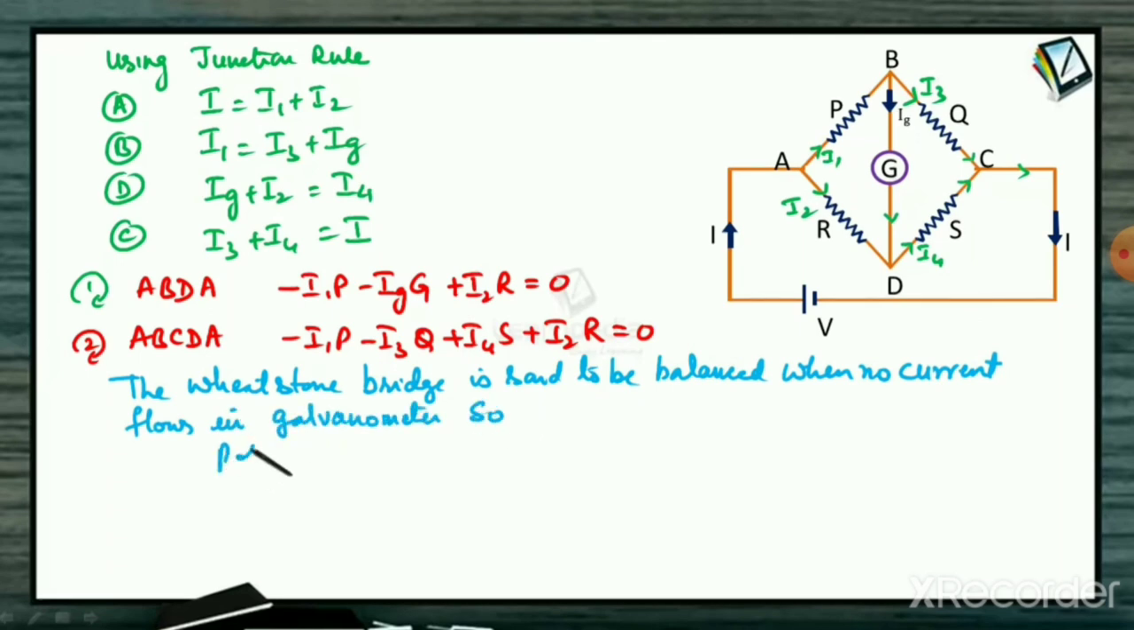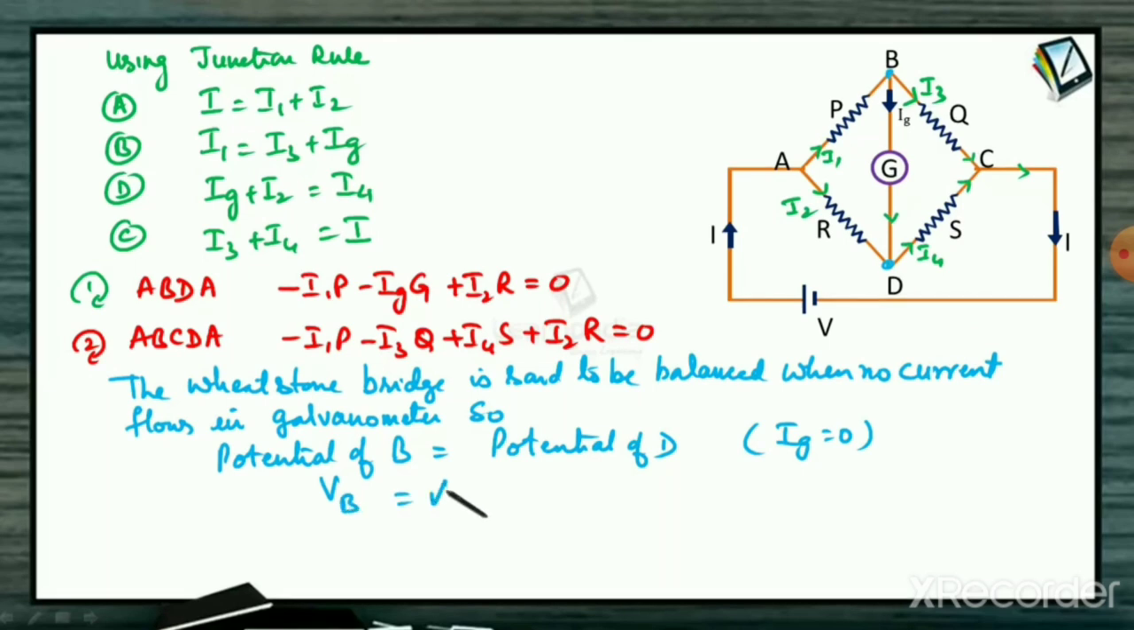So, potential of B is equal to potential of D. Since Ig is equal to 0, no current flows through the galvanometer, which means the current in this arm is 0. That means the potential of point B and the potential of point D are equal. When the potentials of B and D are equal, the current in the galvanometer is 0. Ig is equal to 0.